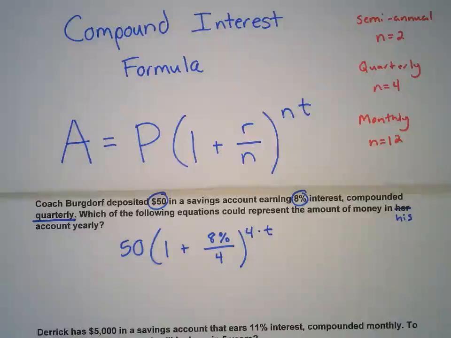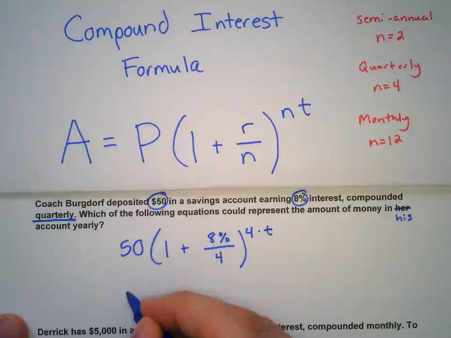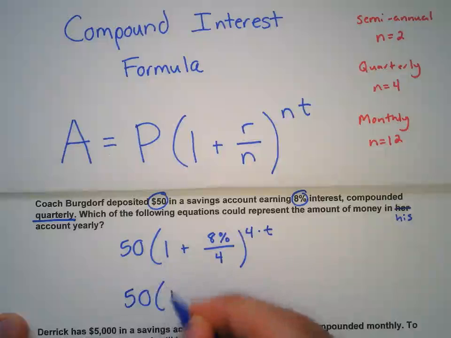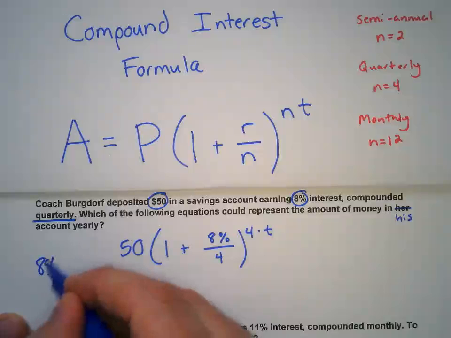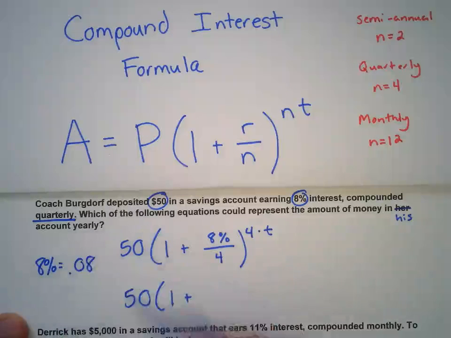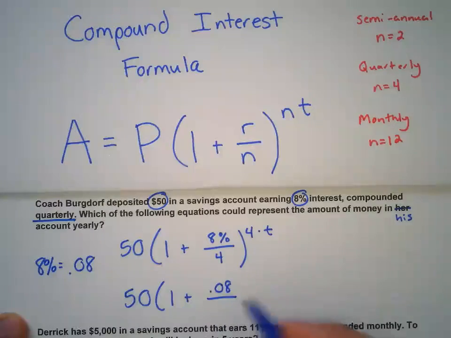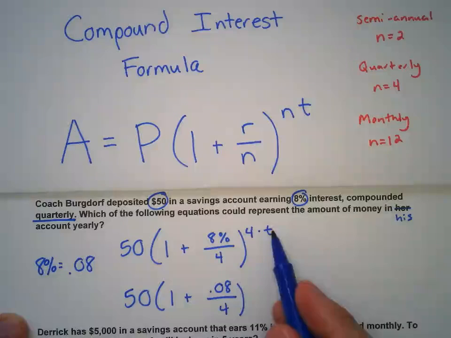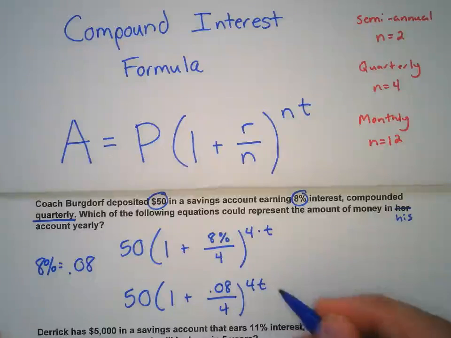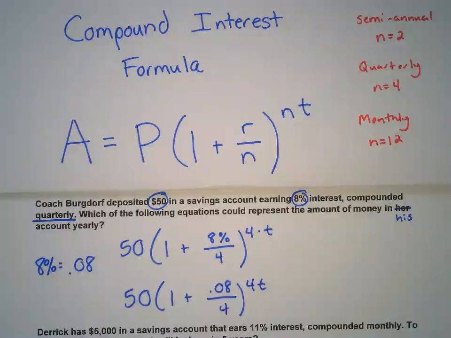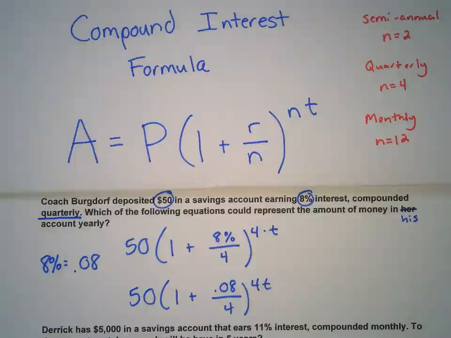So if we broke this down the best we could, we're going to get 50, 1 plus, if you want to turn 8% into a decimal, 8% turns into 0.08. So you can put 0.08 there if you want, or just 8%. And then 4. And then what is 4 times T? Well, 4 times a variable is just 4 in that variable. So 4t equals 4t. And we can't solve it yet because we don't know the amount of time that's gone by. So that right there, if we're just looking for an equation, that is our equation. That is our answer to this problem.